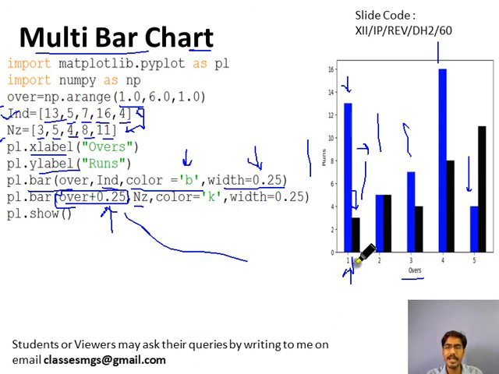So this way the color would be black. We are passing width again as 0.25. So this way you can draw multiple bars in the same bar graph using the bar function, having the width property, by adding the width value to the x-axis value. Okay, keep this in mind.